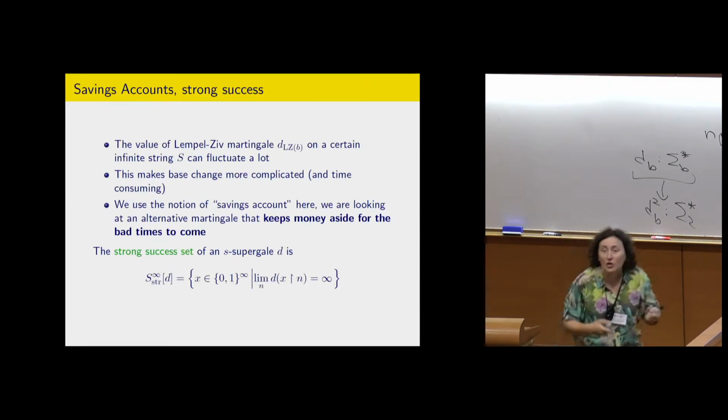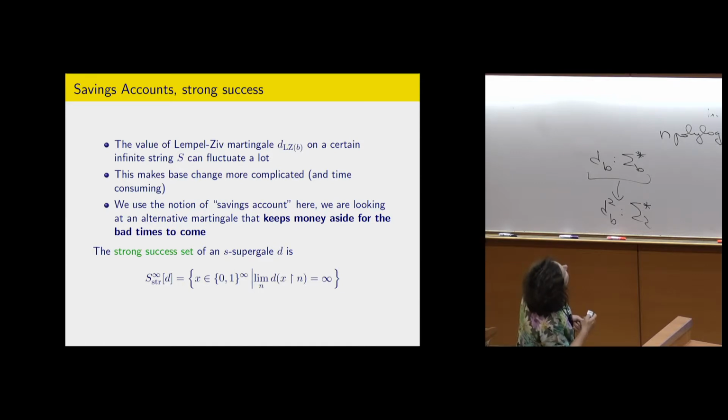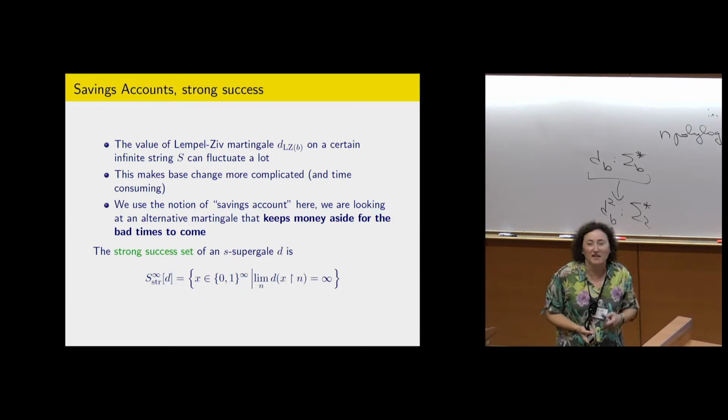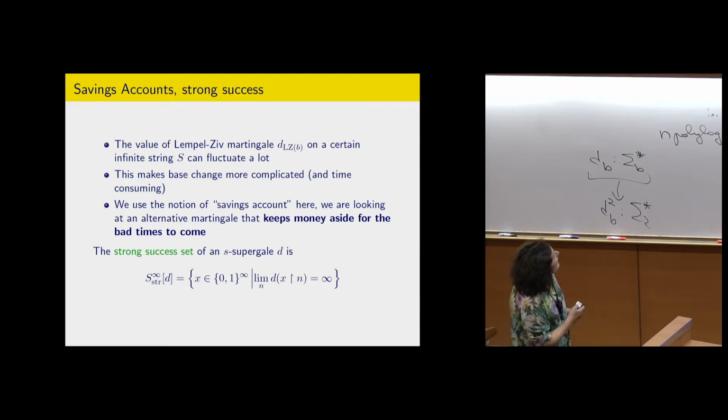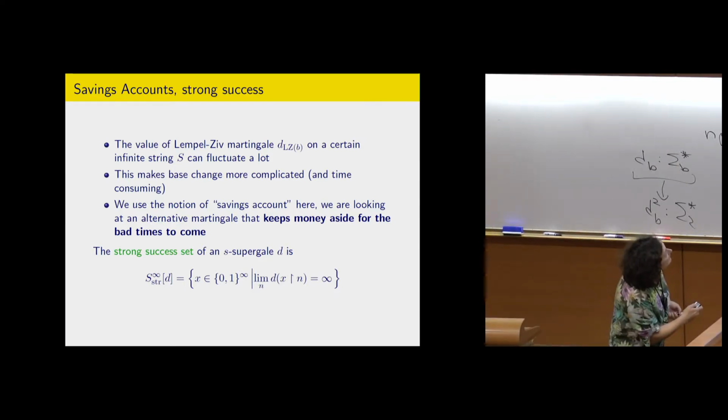So just to show you a little bit what I mean with transforming the Lempel-Ziv martingale into a better behaving one, I want one that kind of has a savings account. You never lose all your money. Your money steadily grows, maybe not much, or it doesn't grow at all. But what you don't do is lose your money completely. So it's more conservative. Another way of seeing it is that I want a strong success, meaning that I want the limit to go to infinity, not just the limsup.